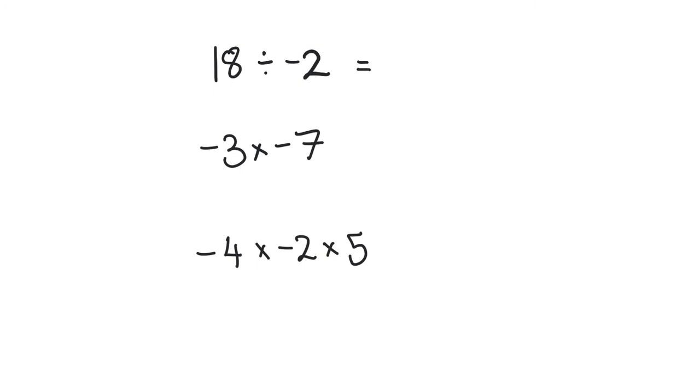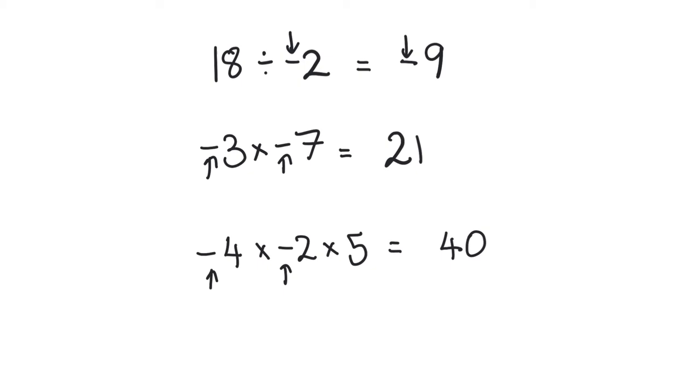Here are the answers. The first one is negative 9. We only have an odd amount of negative signs, so your final answer is negative. The next one here is positive 21. You've got an even amount of negative signs, so your final answer is going to be positive. And the next one here is 40. Once again, even amount of negative signs, and that means your final answer is positive.